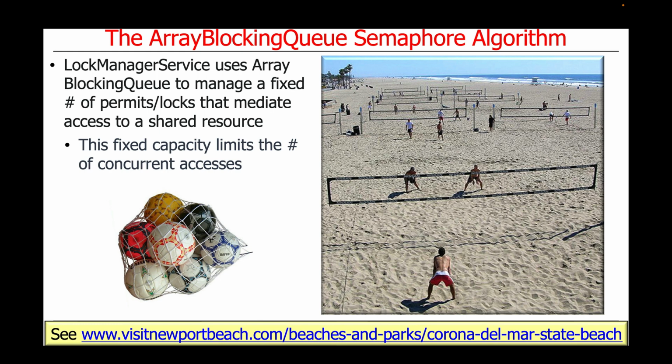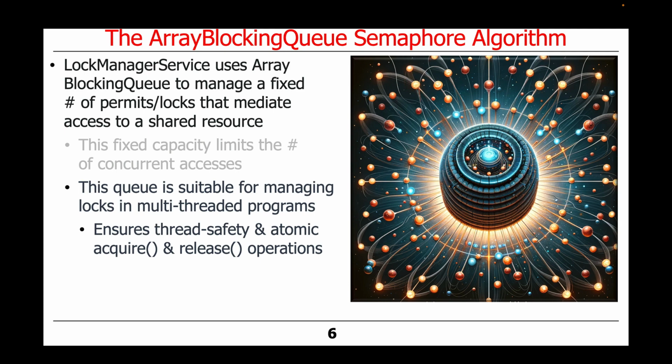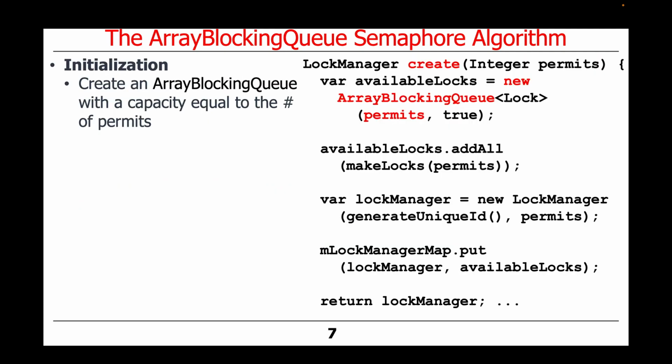So this idea of having a fixed capacity that limits the number of concurrent accesses is at the heart of what a semaphore is. We're going to use the ArrayBlockingQueue to manage locks in a multi-threaded program, because this is a nice way to ensure thread safety and atomic acquire and release operations without having to understand all the vagaries of Java synchronizers. So let's talk about how this actually works in practice.